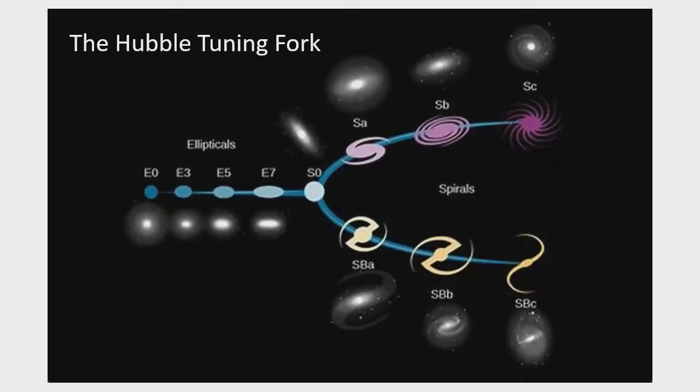Galaxies are classified as spirals, barred spirals, ellipticals, and irregulars. Spiral and barred spiral galaxies can be classified further according to the size of their central bulge and the features of their arms. It was Edwin Hubble who developed this type of classification of galaxies, and he called it the Hubble tuning fork.